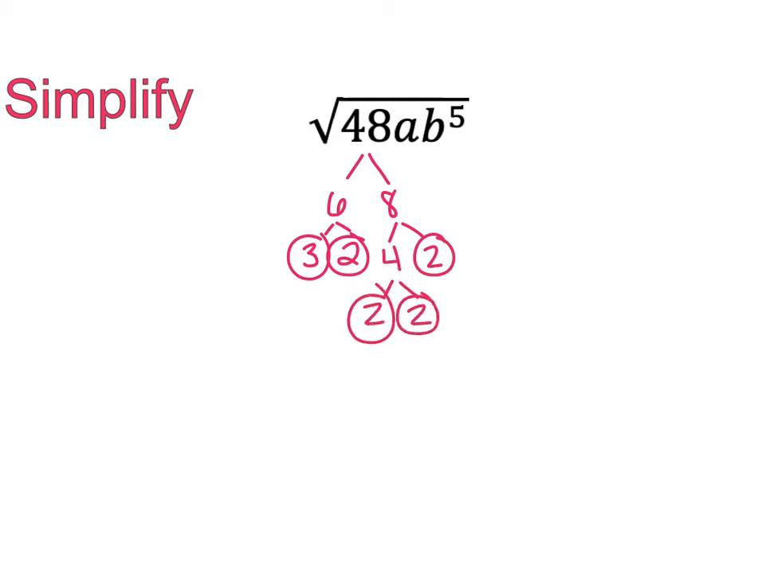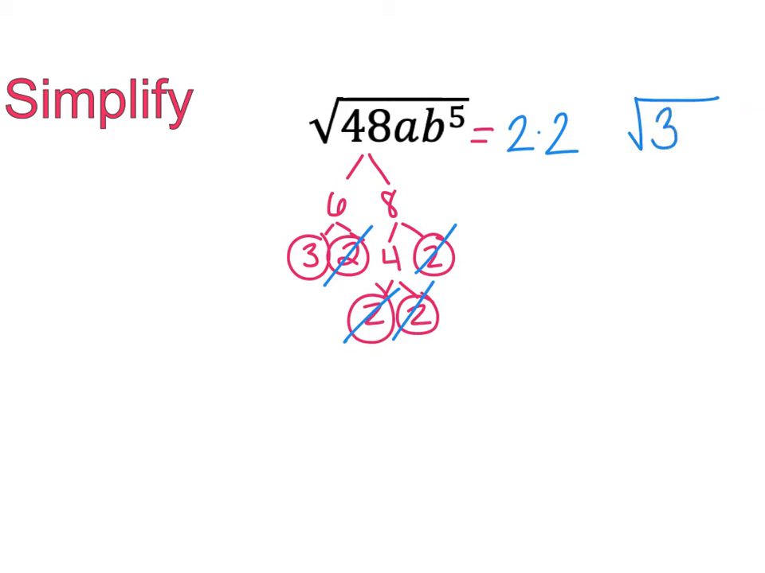Okay, so I'm looking for my pairs. I have a pair of 2's, so one 2 comes on the outside. I have another pair of 2's, so another 2 comes on the outside. And I have a leftover 3 that stays inside. Now I go to the variables.